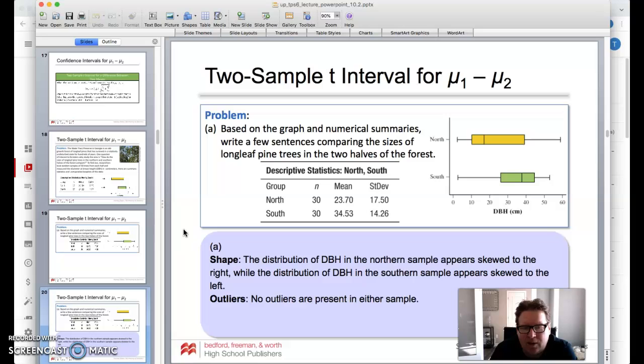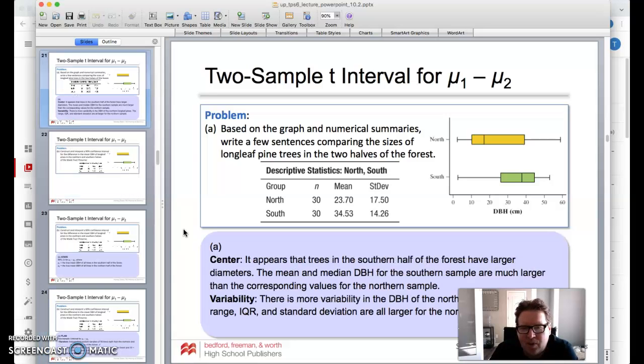So if we look at the shape, the distribution of DBH in the northern sample appears skewed to the right, whereas the southern seems skewed to the left. Now, there don't seem to be any outliers in either sample. The center, it appears that the trees in the southern half have larger diameters.